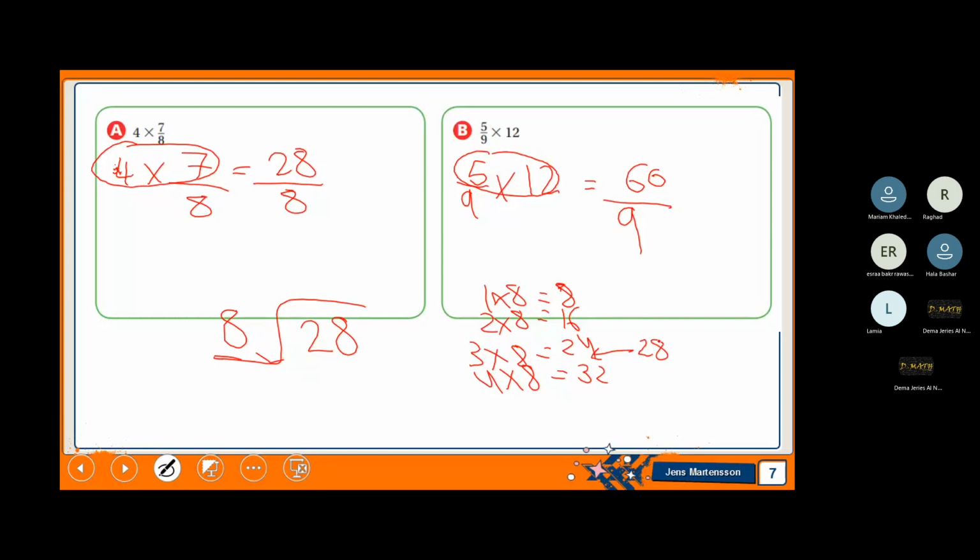Now what is the number that's less than 28? Is it 24 or 32? 24. 24 is 8 times what? 3. So you write 3 up here. Is it clear? Yeah. Then 3 times 8 is 24. 28 minus 24 is 4. Then 8 minus 8 is 0. After that.